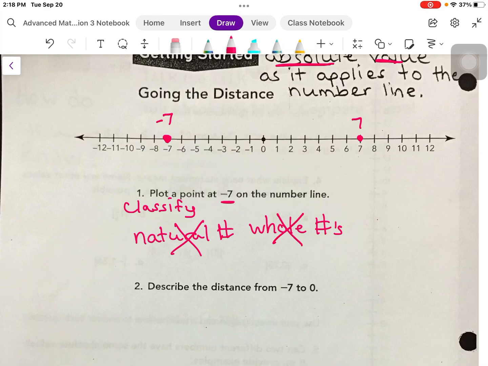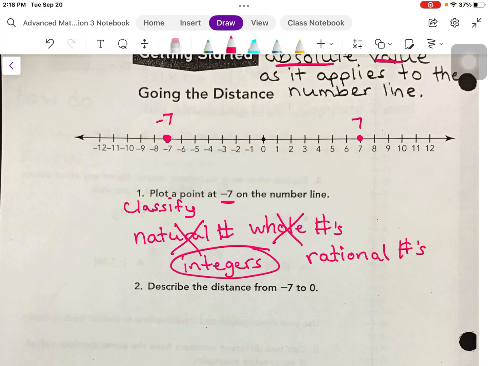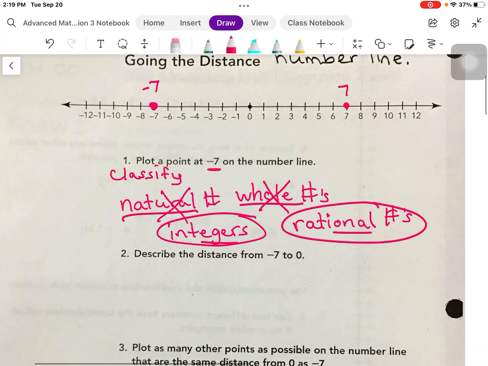The next type of number we learned how to count are integers. Those are all the positive and all the negative whole numbers, essentially. Does that fit in that category? Yes, it does. And then, does it also fit in the category of rational numbers? Rational numbers are everything. It's not just fractions and decimals, but it's all of the natural, all of the whole, all of the integers, and all of the rationals. So yes, it classifies as that too.